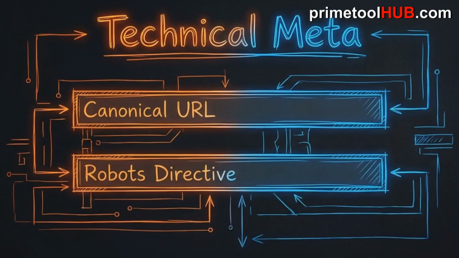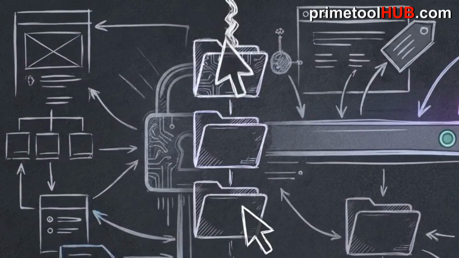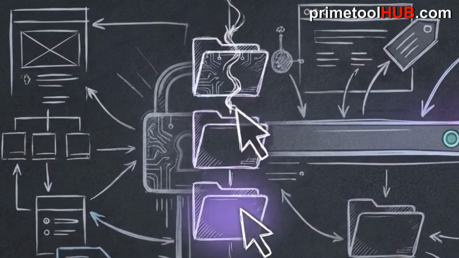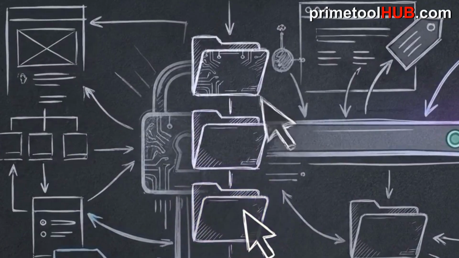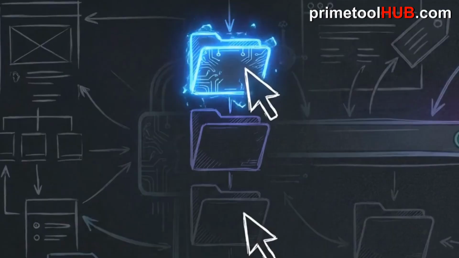Shift your focus to the technical meta configuration panel. Paste your exact primary web page link into the canonical URL field. If your server generates multiple URLs for the same content, this canonical tag declares the master copy, explicitly protecting your site from duplicate content penalties.